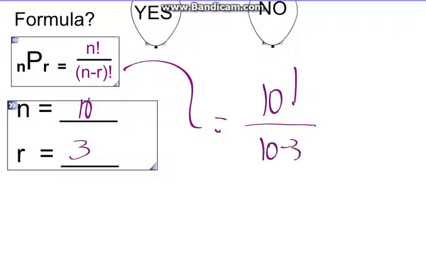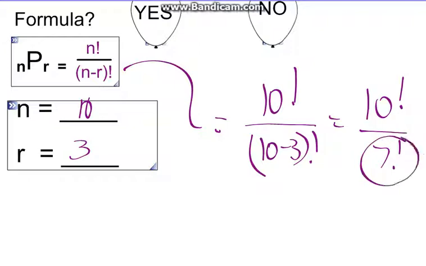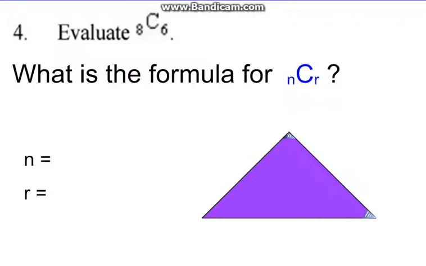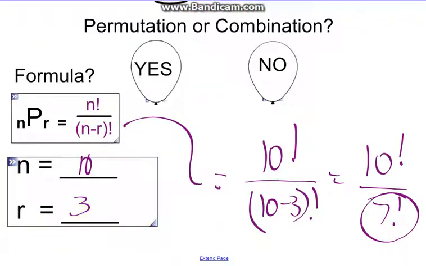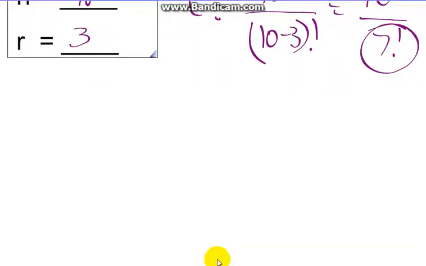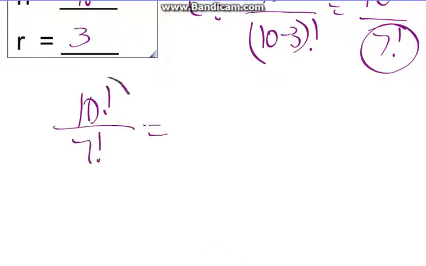So now we're going to fill in our formula, which is equal to 10 factorial over 10 minus 3 factorial, which is equal to 10 factorial over 7 factorial. Well, we can simplify this. 10 factorial over 7 factorial can be simplified by rewriting 10 factorial in terms of 7 factorial.